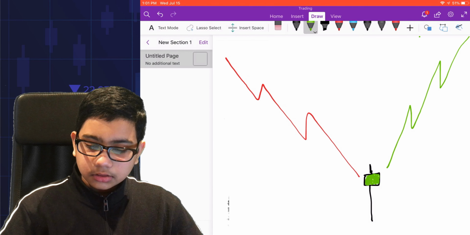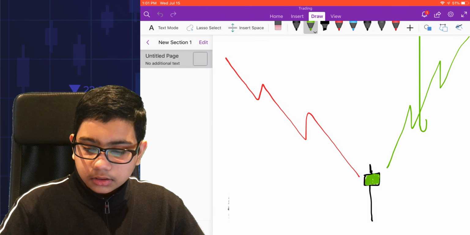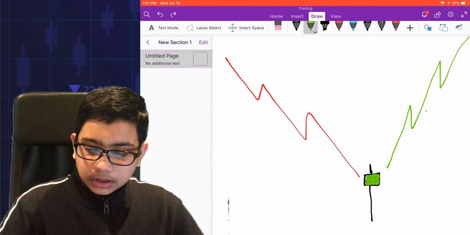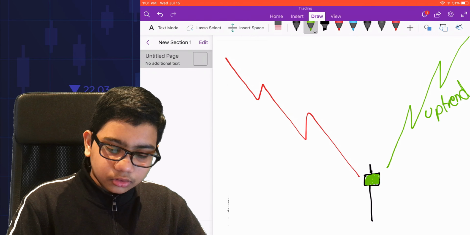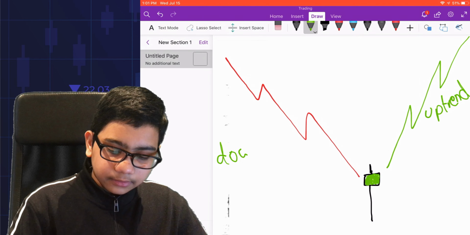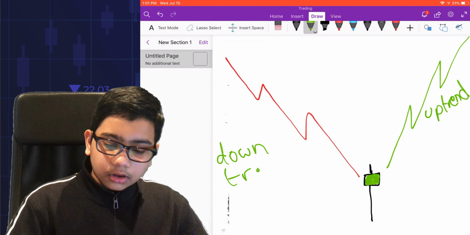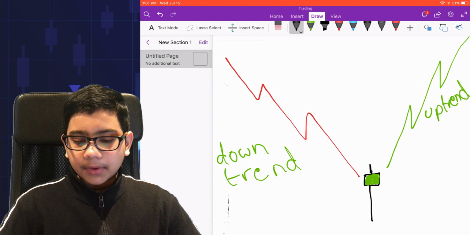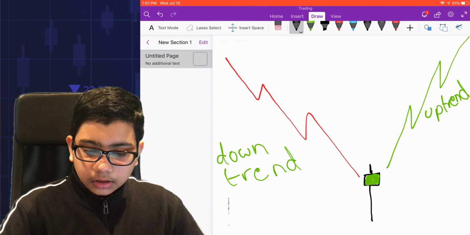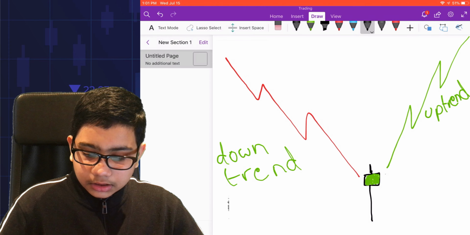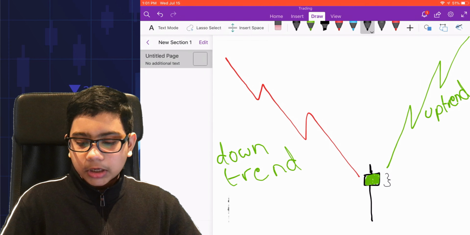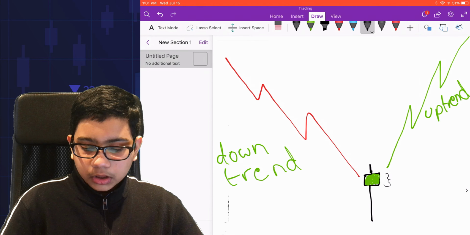So this is an uptrend, and this is a downtrend. Okay, now the parts of a hammer. In a hammer, the body should be as small as possible. So you should have a small body.